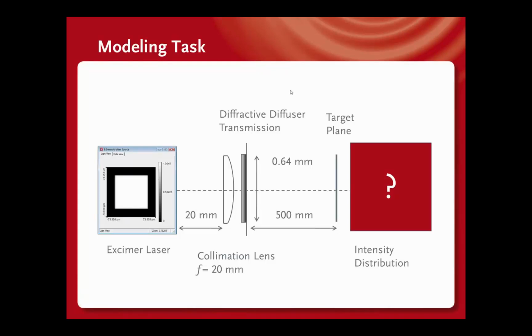So let's consider the following setup. We have an Excimer laser, we have a collimation lens with 20 millimeters effective focal length, and now we have a diffractive diffuser. For simplicity, I will simulate this diffractive diffuser in this plane by a phase function, a phase plate. And the goal is to generate a circular top hat at a distance of around 500 millimeters from the diffractive diffuser.